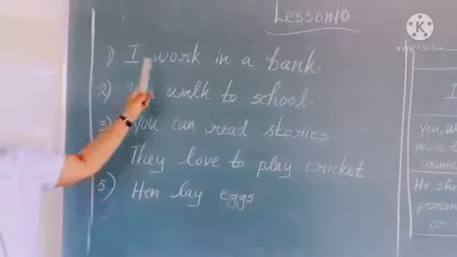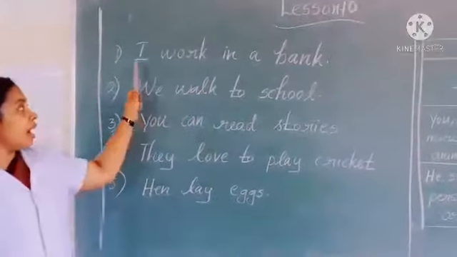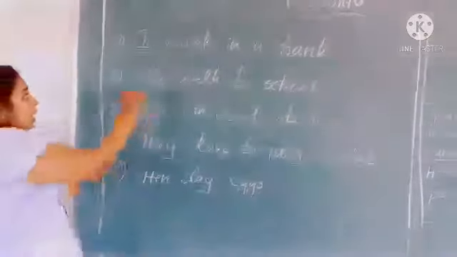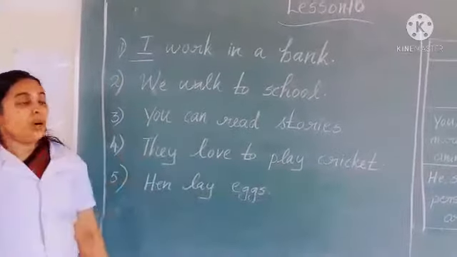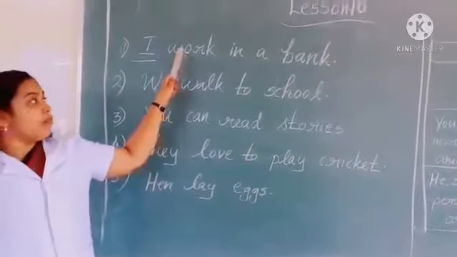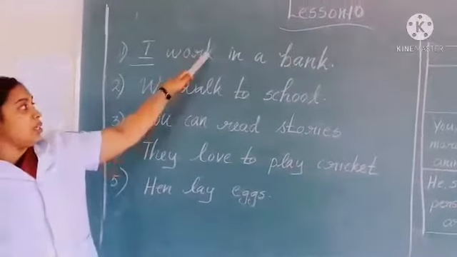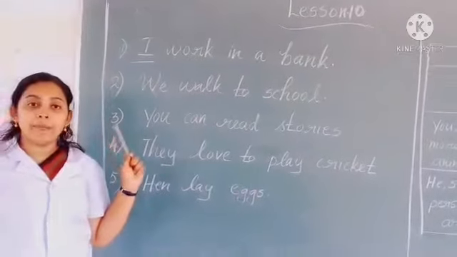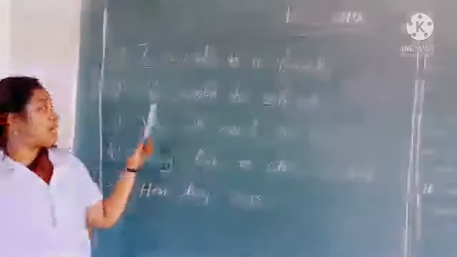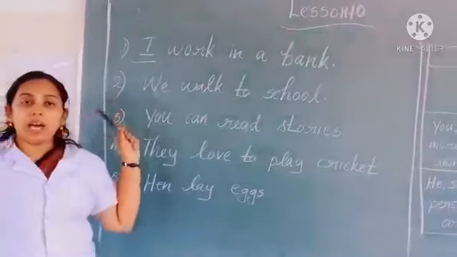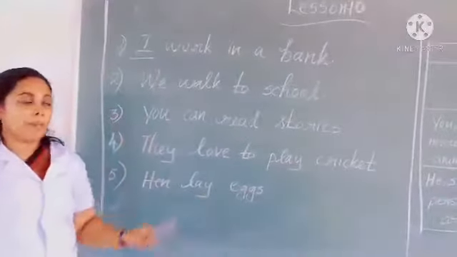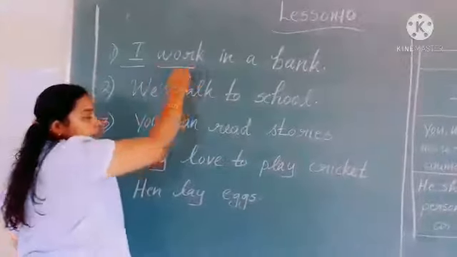First one, I work in a bank. Which is a noun here? Yes, I is a noun. So here which is the verb? Work is the verb. So we didn't add s with the verb. What's the reason? Yes, in simple present tense, if the noun is I, in such cases we do not add s with the verb. We can use only the verb.